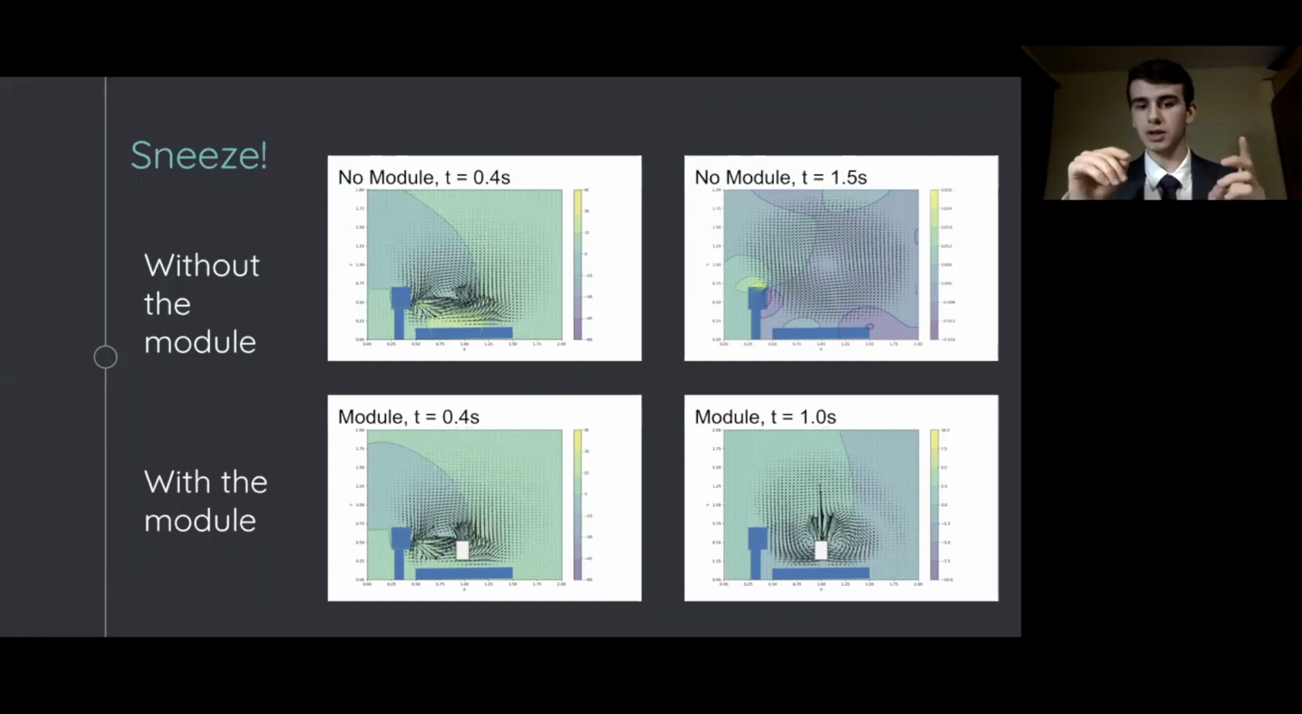With the module, we see a similarly chaotic situation up to 0.4 seconds, which is when the sneeze ends. But after that, it quickly stabilizes the airflow. And by t equals 1 second, shown in the bottom right, the airflow is almost perfectly back to normal. So the module succeeds once again at stabilizing airflow and mitigating the spread.